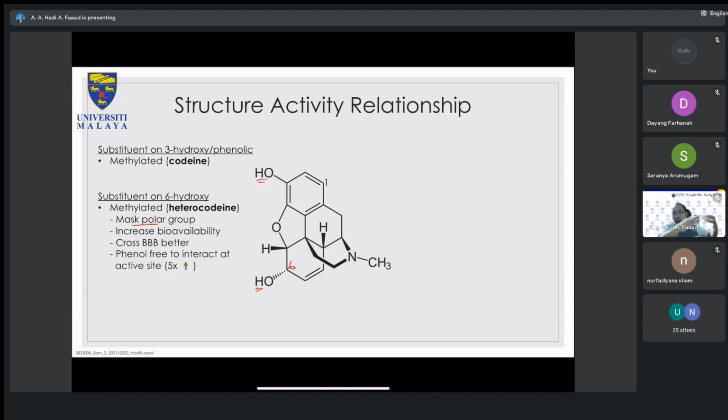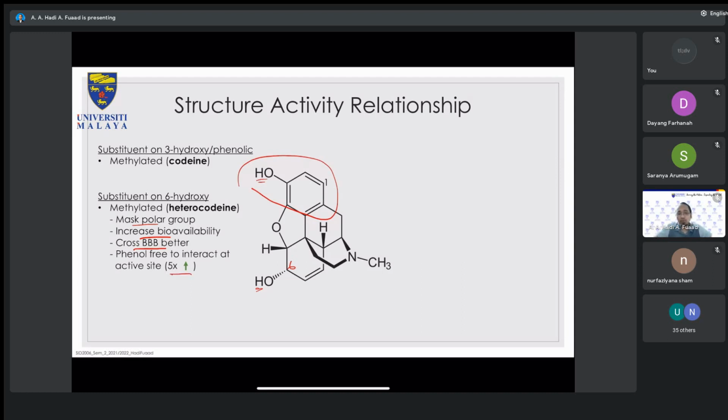So if you have a very, very polar molecule, you want it to stay longer in your body, the easiest way to do it is to methylate it. So you reduce the polarity. Okay, so you increase the bioavailability, and therefore it will cross the blood-brain barrier easier, and because your phenol is still a phenol, it's not masked in any way.